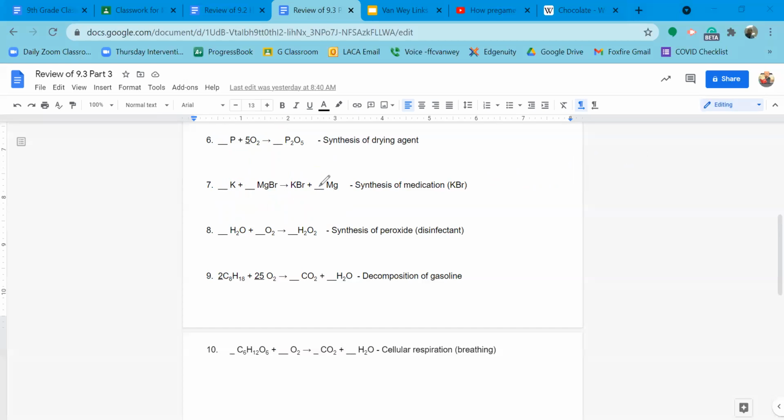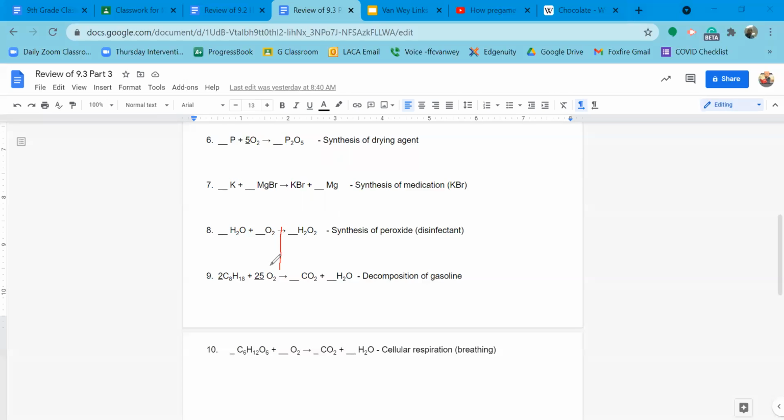Okay, number 8. Number 8, we have the synthesis of peroxide. Some of you guys might remember having peroxide poured on a cut on your knee. You scrape your knee as a little kid. And you say, Mom, please don't use peroxide, because it stings. But we're going to try the synthesis of this, okay?